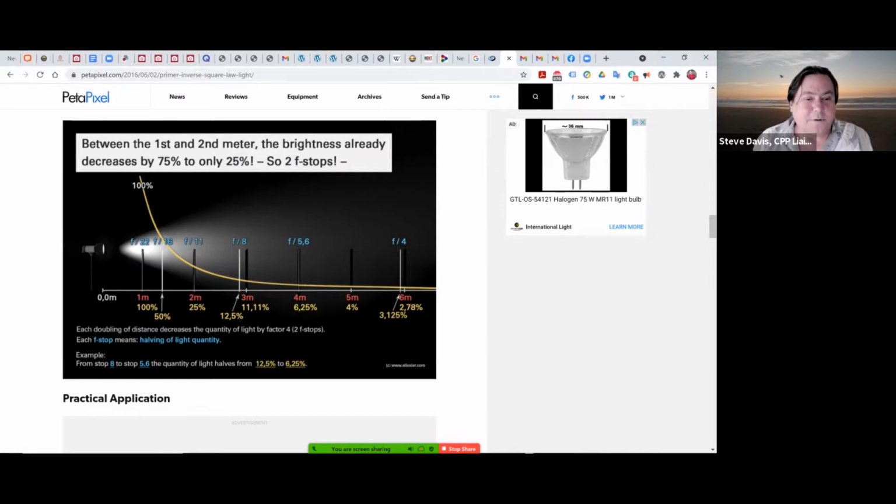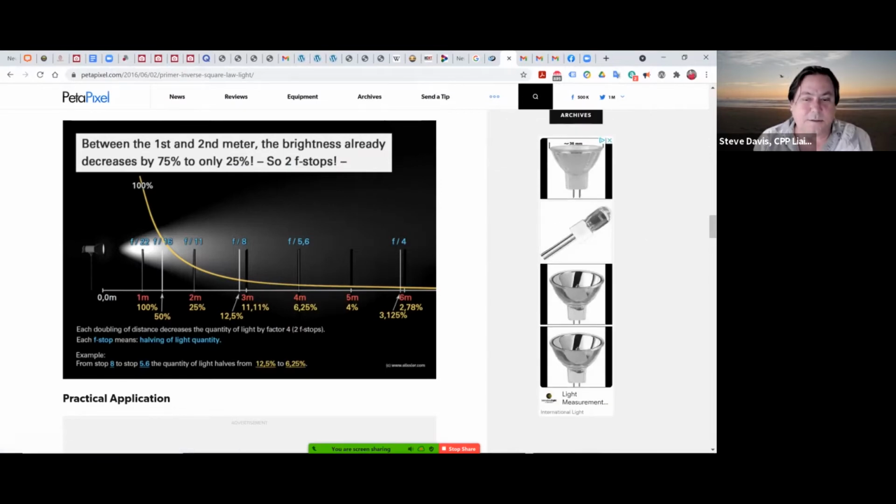So it drops off very quickly, and then as you get further away, the effect is less. And actually, I'm going to show you the one for sound because I think it's a little clearer diagram.